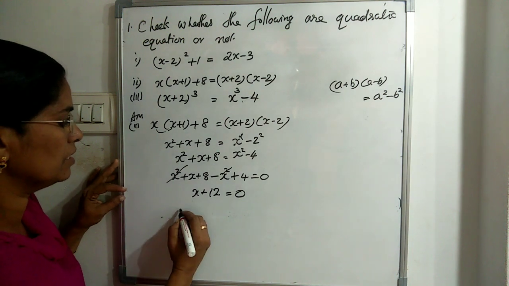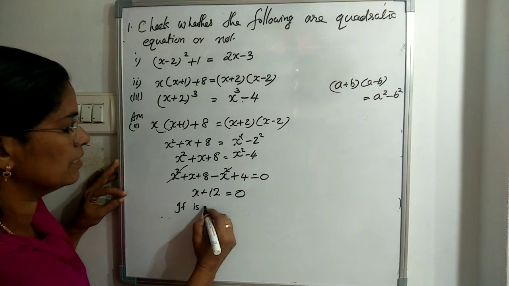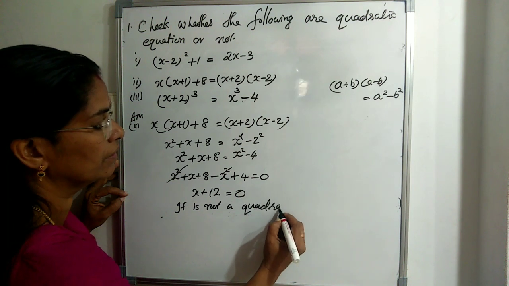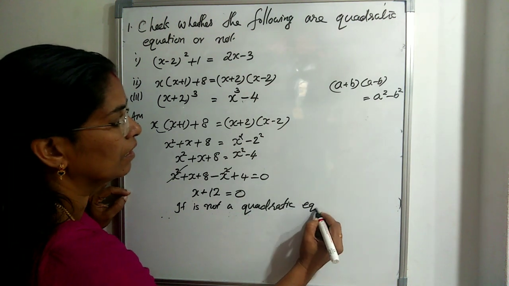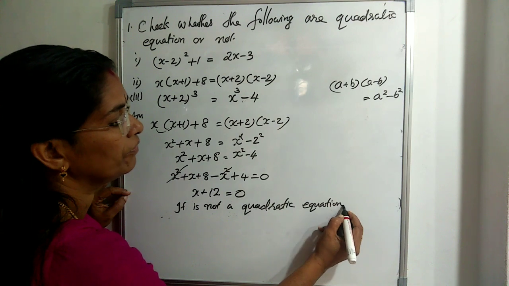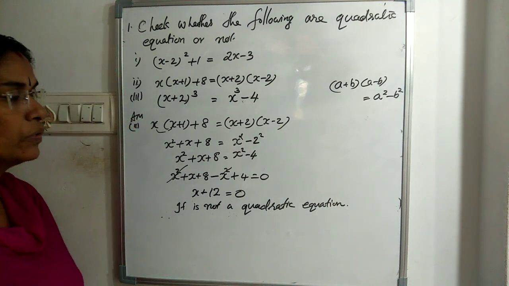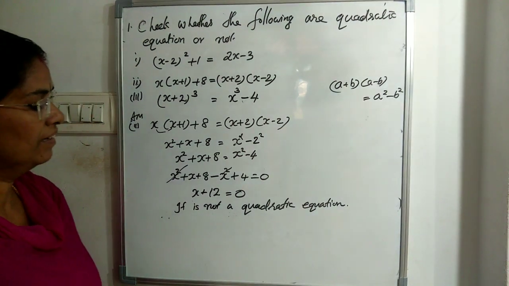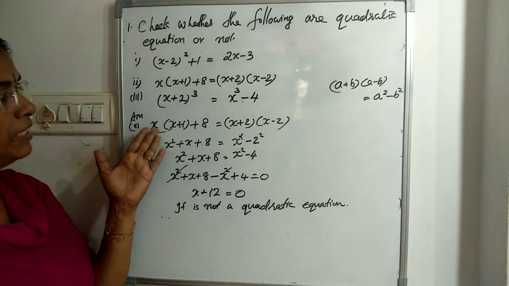So first, it is not a quadratic equation. Clear this one? After solving only, we can find out whether it is a quadratic equation or not. But we are applying the identity. Okay, clear? I want to explain one more.